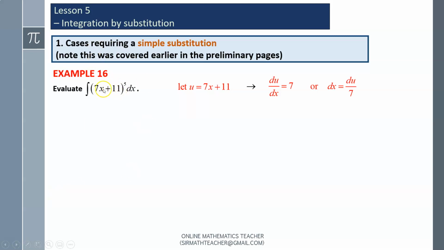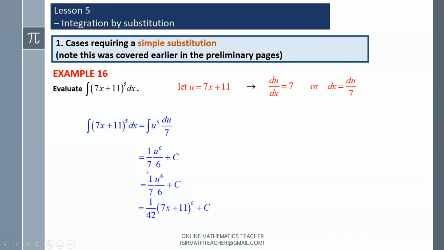The next stage is to rewrite this integrand. The integral now is written as u to the 5 du on 7 because dx is du on 7. Now you've got 1/7 of u to the 5. Add 1 to the 5, which is 6, and divide by 6. So you've got 1 over 42, replace the u with 7x + 11, to the power of 6 plus c. So the answer is 1 over 42, (7x + 11) to the 6 plus c.